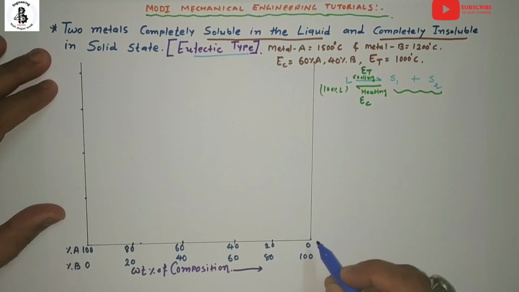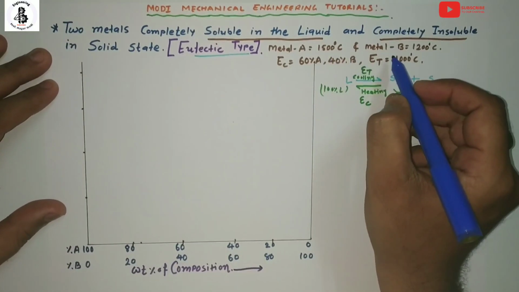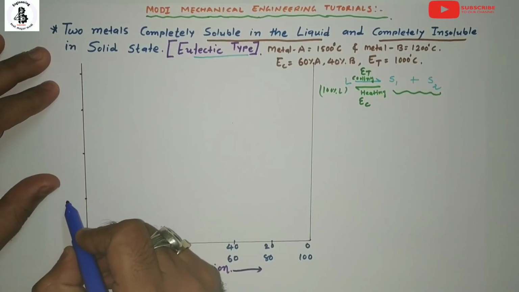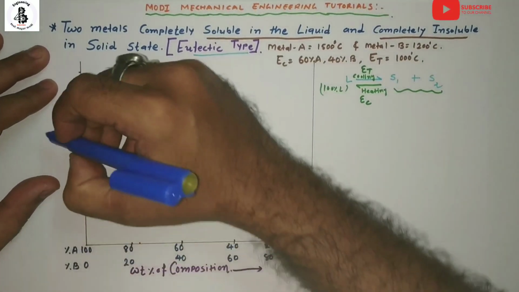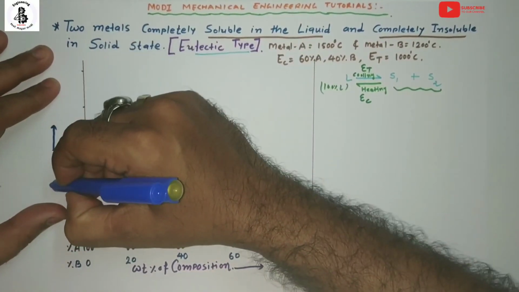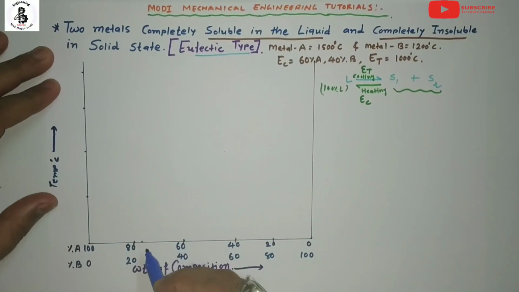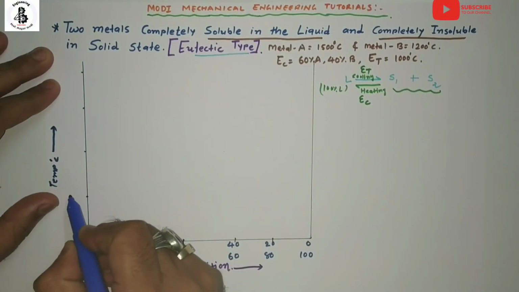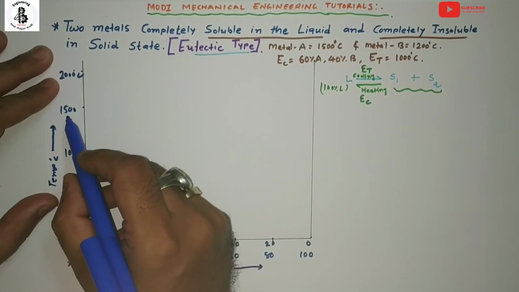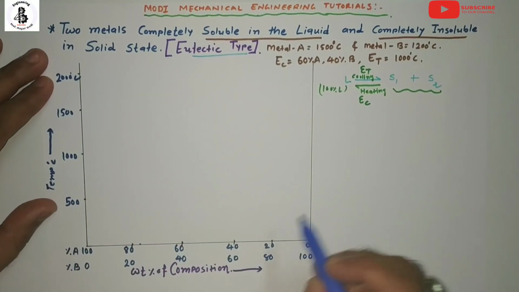Now according to the given temperature range of metals A and B, I would like to take different points for the y-axis. This axis represents the temperature in degrees centigrade, and let's take different points: 500, 1000, 1500 and 2000 degrees centigrade.